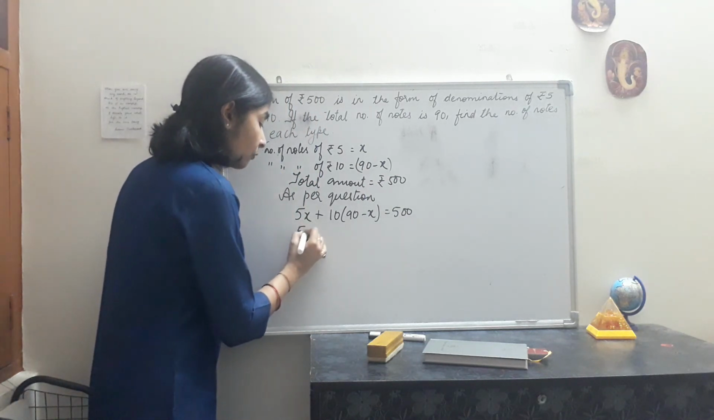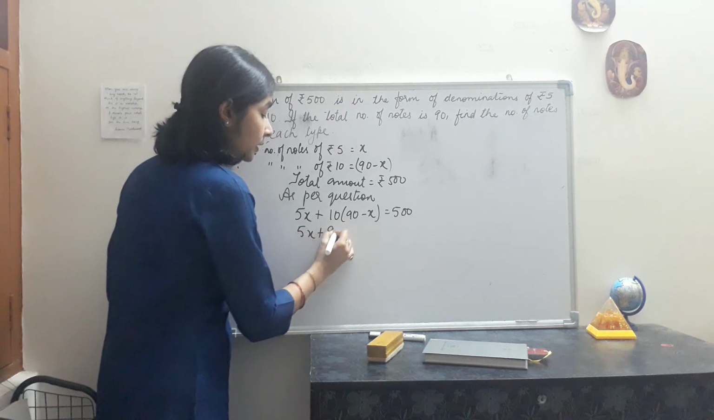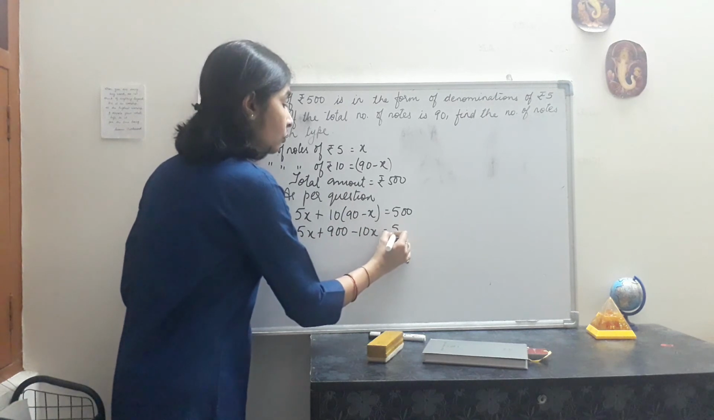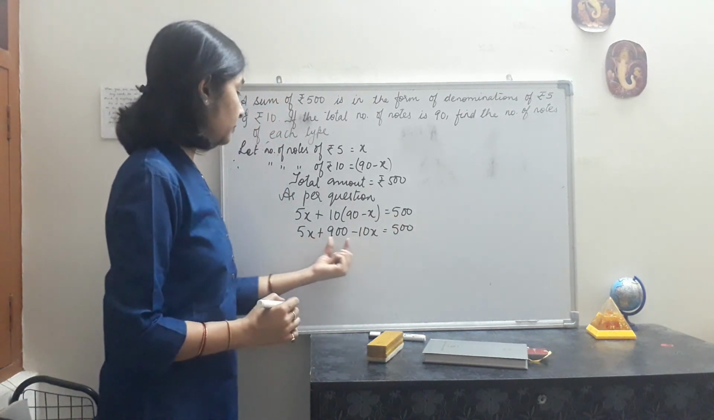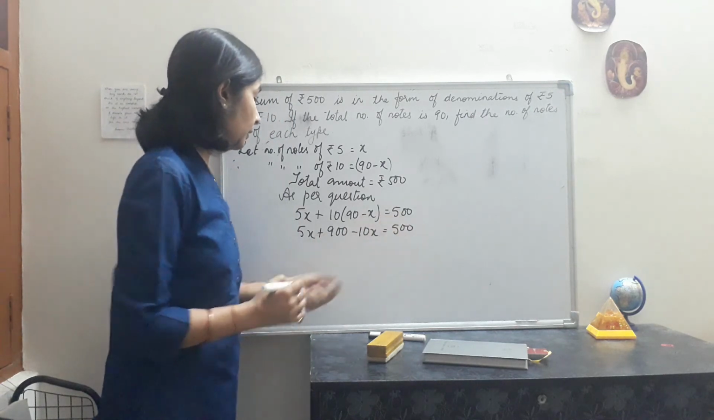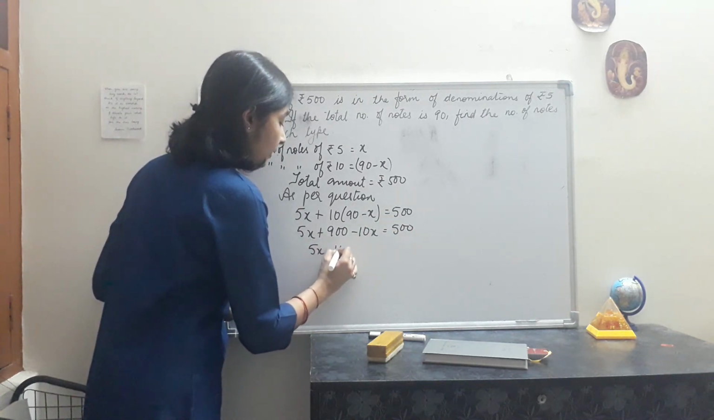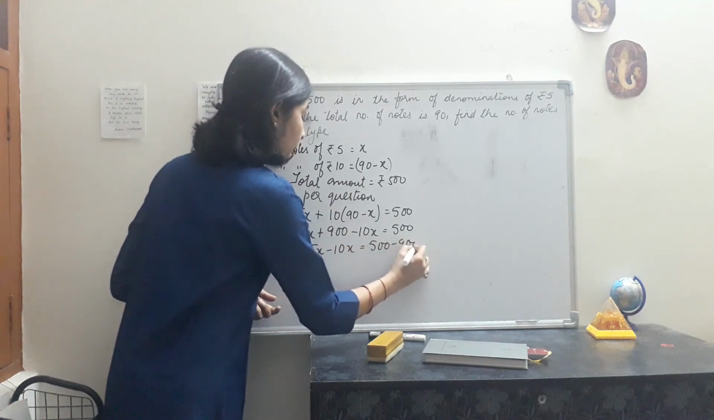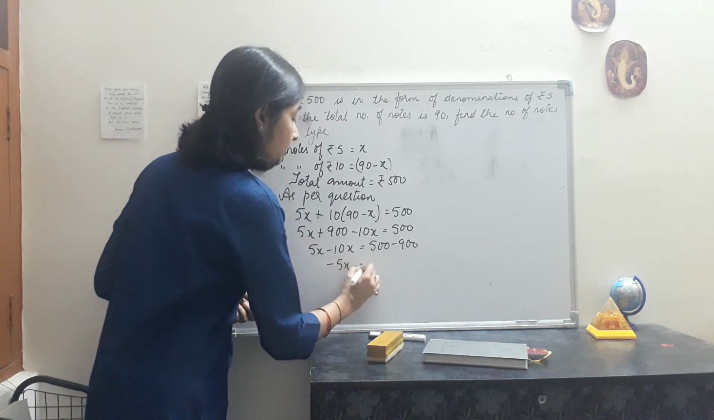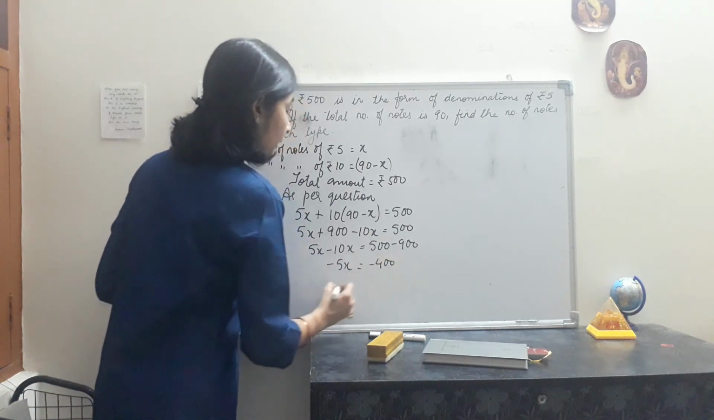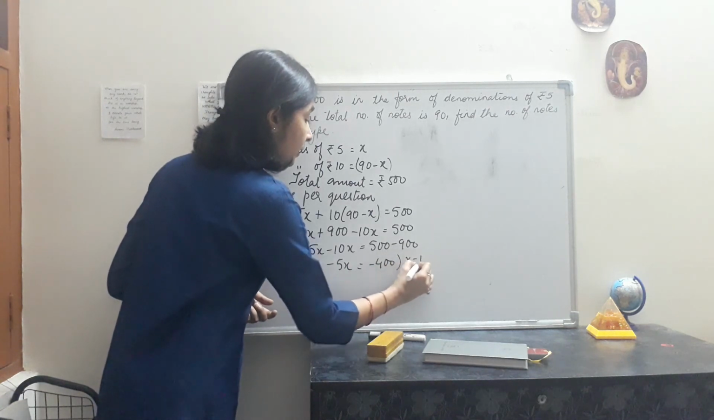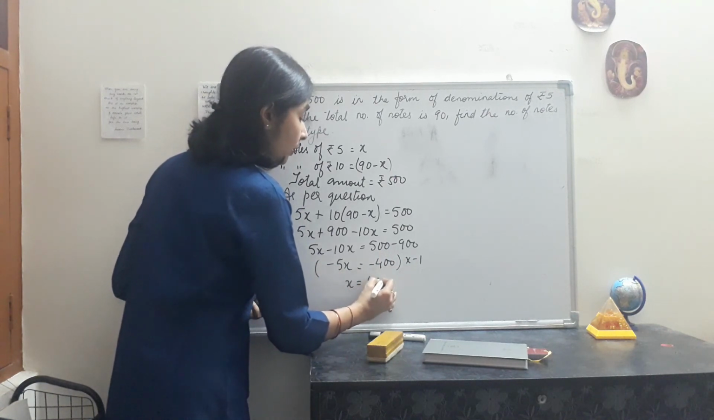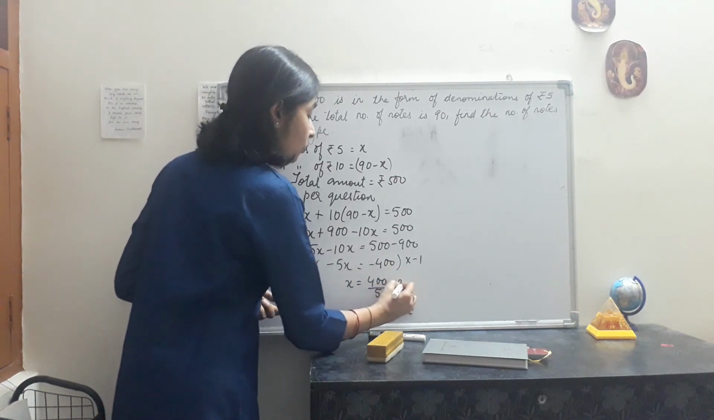Now here 5x, open the bracket, 10 into 90 gives us 900, 10 into x gives us minus 10x, is equal to 500. Now these two are like terms and these two are like terms. So what will I do? I will take this 900 on the other side and the sign will change. 5x minus 10x is equal to 500 minus 900. So here I get minus 5x is equal to minus 400. Now since on both sides we have a negative sign, we multiply by minus 1. So the minus sign cancels and we get x is equal to 400 upon 5, that is equal to 80.